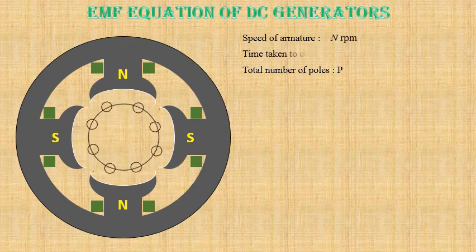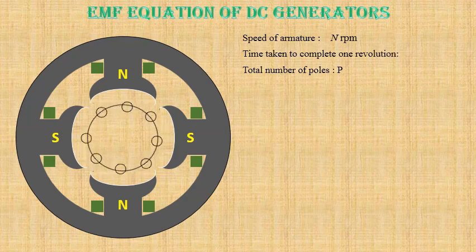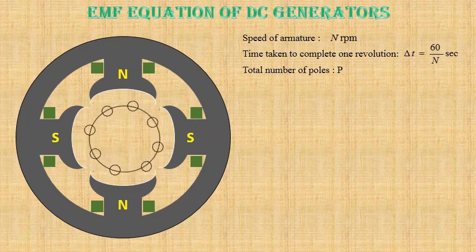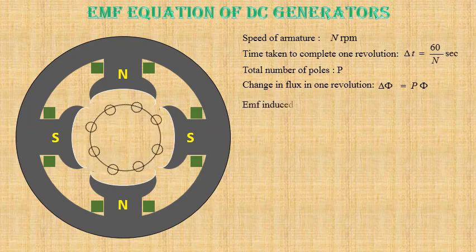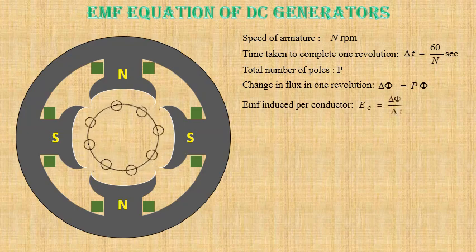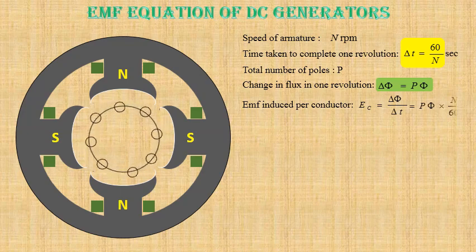Therefore, the time taken to complete one revolution, delta t, equals 60 by n seconds. If we consider a single armature conductor, after one revolution it will experience a change in flux, delta phi, equals P times phi. According to Faraday's law, the EMF induced per conductor will be Ec equals delta phi by delta t, that is equal to P phi into N by 60.